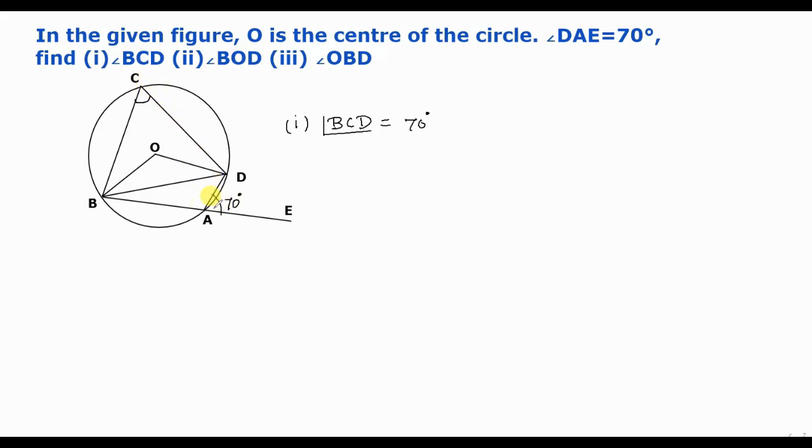To this vertex A, what is the opposite vertex? That angle will be equal. So this is 70 degrees. So for the first one, after writing the answer, it's compulsory that you write the reason inside the bracket. It's enough if you write cyclic property here.